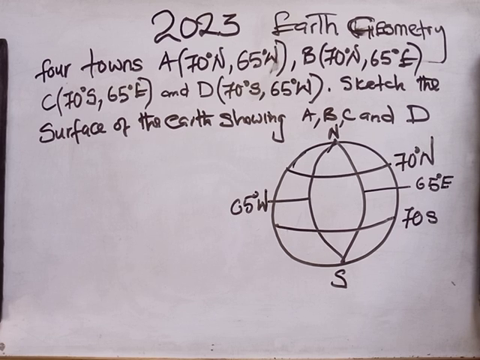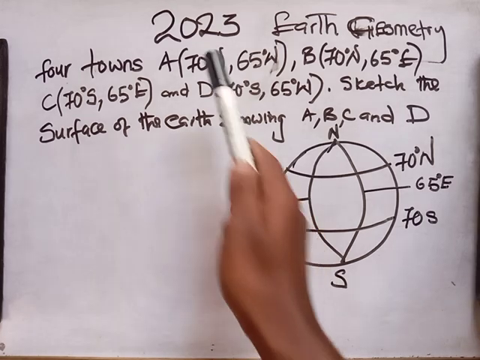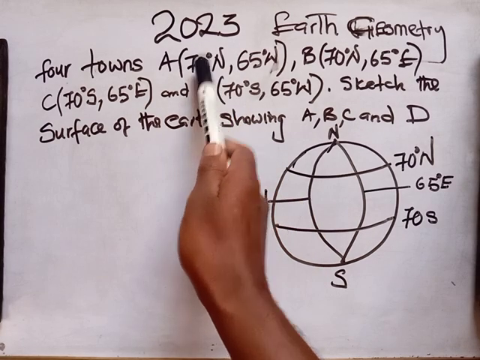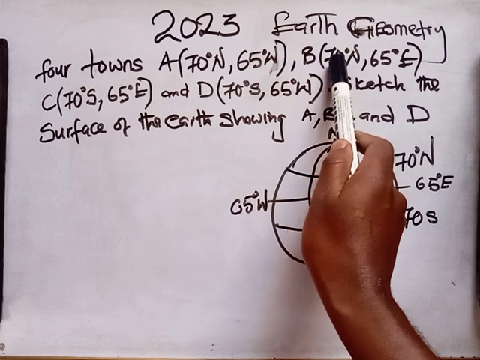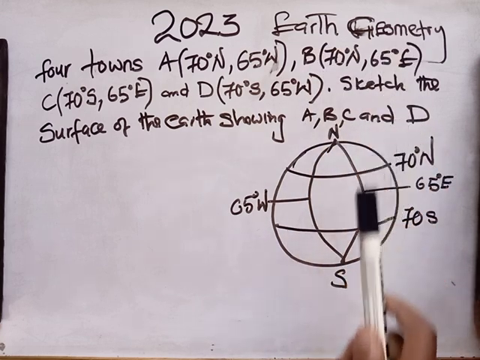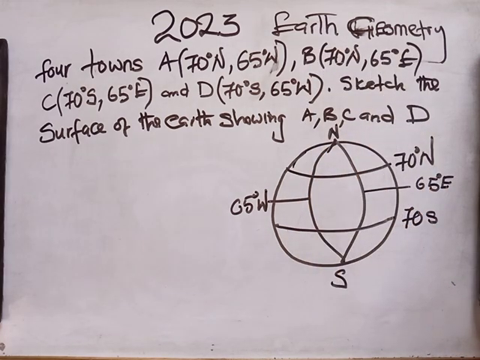So I've already done the sketch here. What you must understand is where west is, where north is, where east is, and where south is. And you must also know what each of these means. This will be very easy for you. So now let's look at this one.